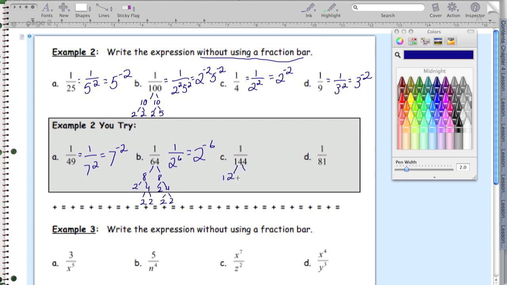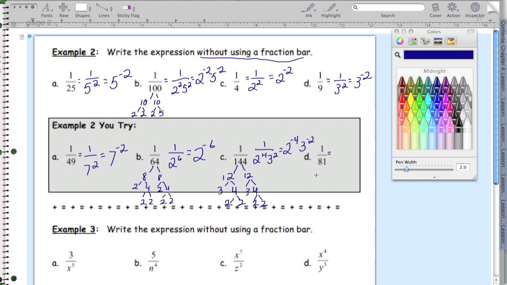144 is 12 times 12. So we already saw up above. Oh, no we didn't. 12 would be 3 and 4, and then 3 and 4. And that breaks into 2's again. So we find that 144 is 1 over 2 to the 4th, 3 squared. But I want it without a fraction bar, so I have to bring each of these terms up to the numerator. So 2 to the negative 4th, 3 to the negative 2nd.